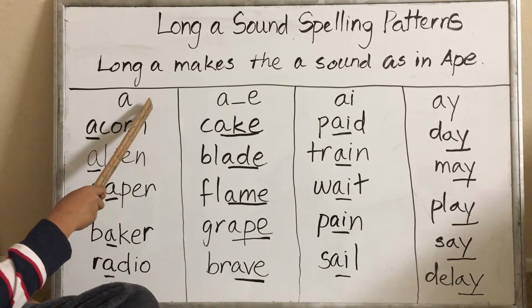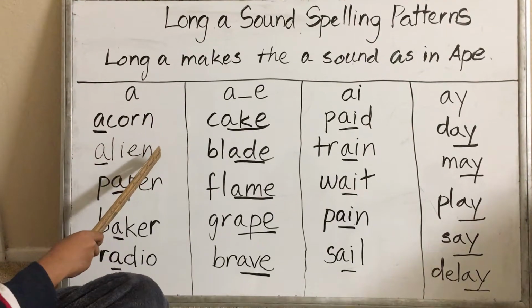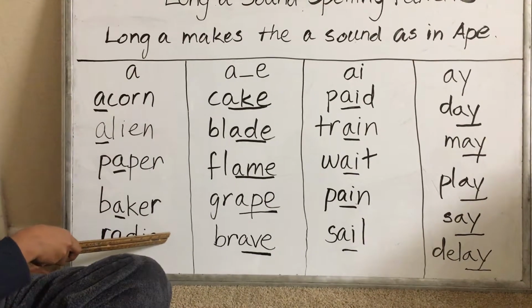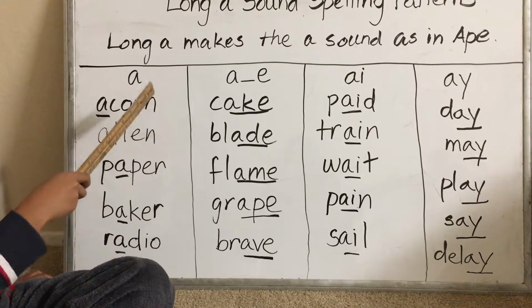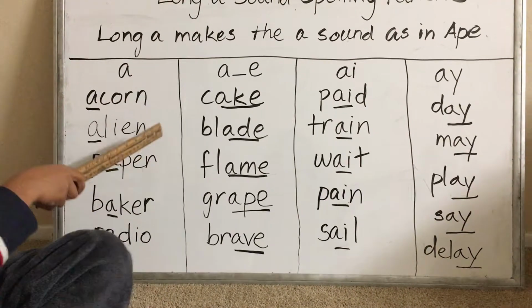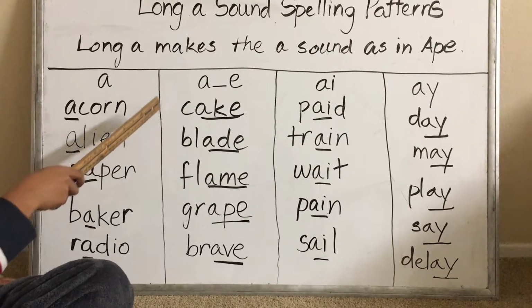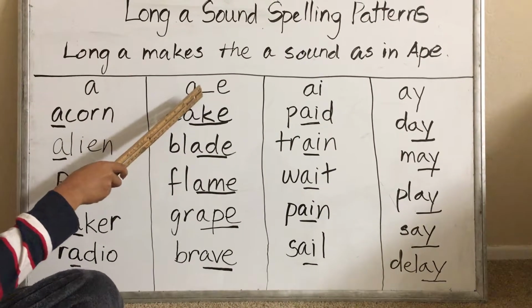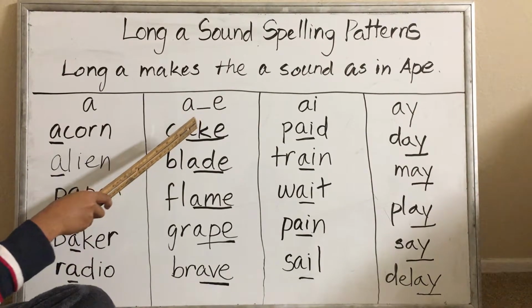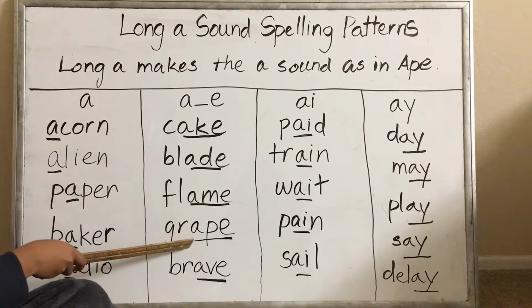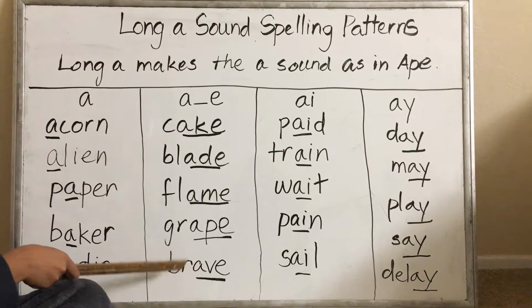Starting with A, as in acorn, alien, paper, baker, radio. All the A's in these words made the long A sound. Next, A blank E, as in cake, blade, flame, grape, brave.